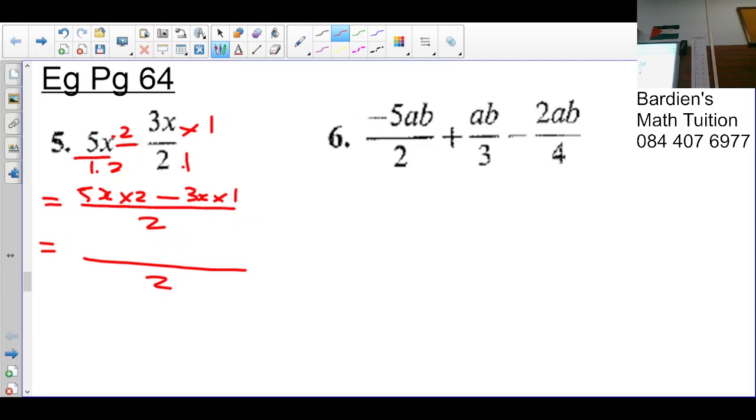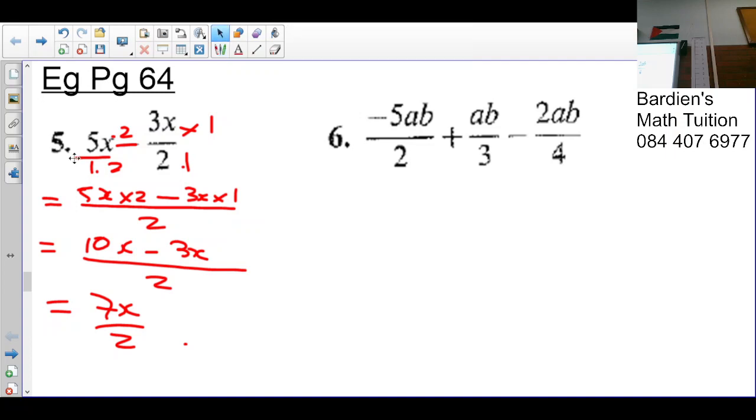So what is 5x times 2? 10x. What's 3x times 1? What is 10x minus 3x? 7x over. Not an O, it's an x. Any confusion here? Who's confused? Nobody yet? Right. Let's do number 6.